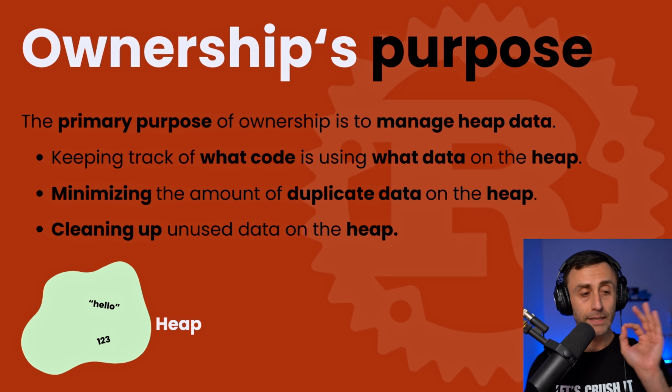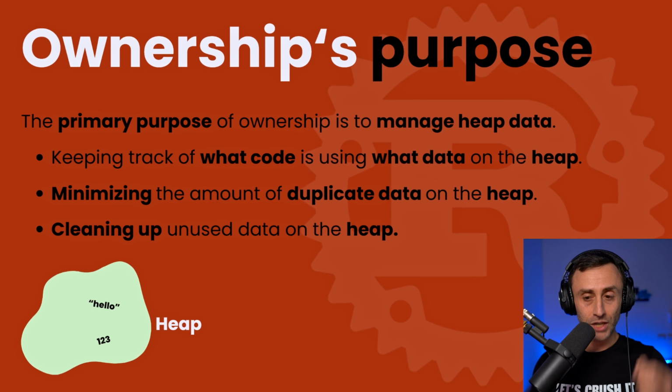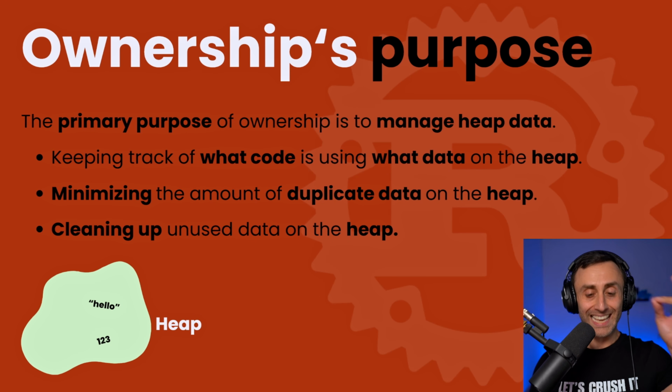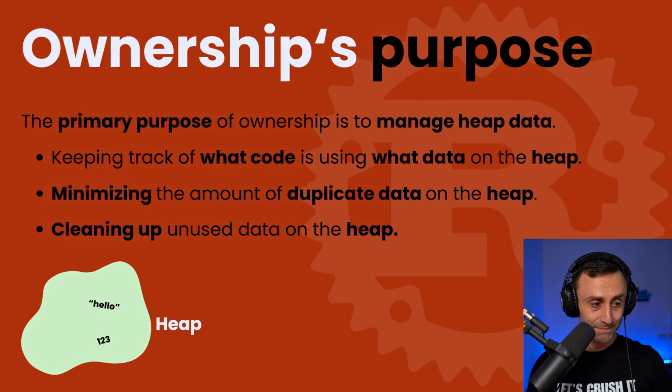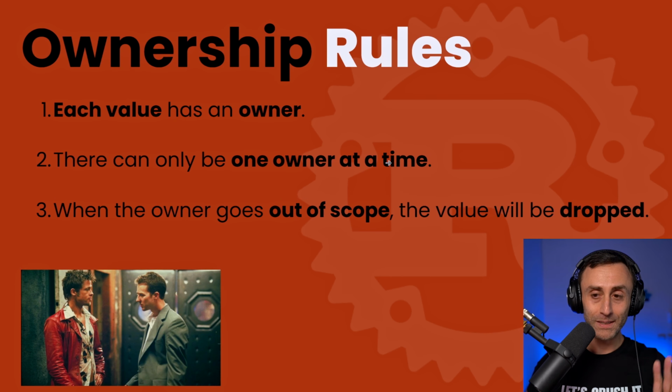Ownership's purpose. The primary purpose of ownership is to manage the heap data. Keeping track of what code is using what data on the heap. Minimizing the amount of duplicated data on the heap. Cleaning up unused data on the heap. Ownership is to manage only the heap data. I hope that was clear.